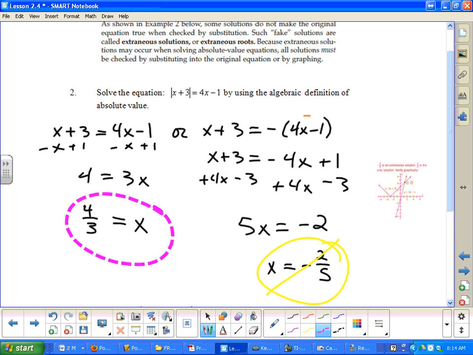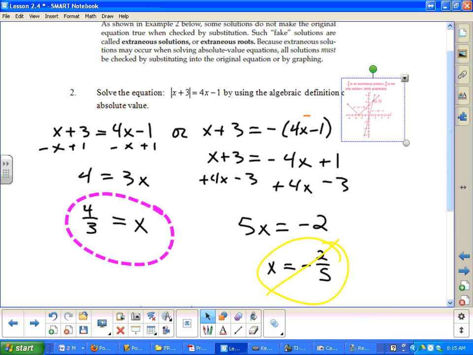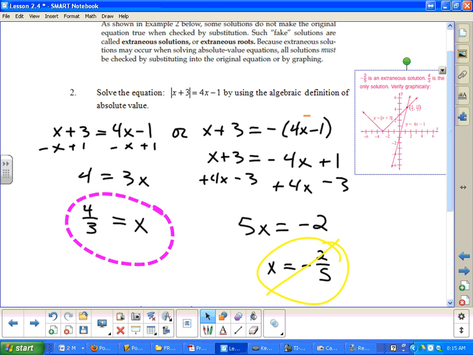And we can see from this graph then, if I put in -2/5, -2/5 is about here, right? And we can see at that spot that on the line y = 4x minus 1, it's down here, and the absolute value is up here. So those are definitely not at the same spot. That's what will happen whenever you have an extraneous solution: it just won't hit both graphs at the same spot.